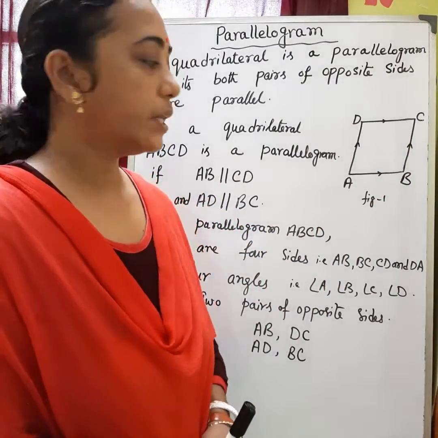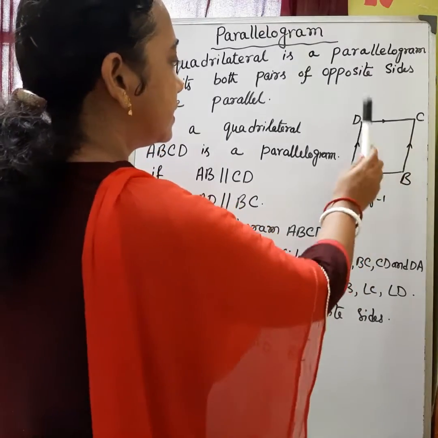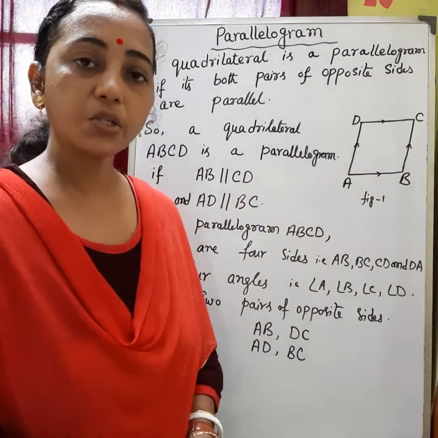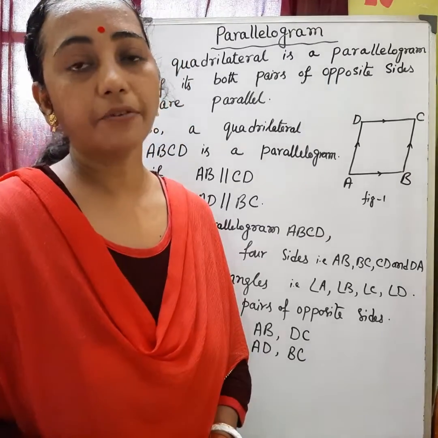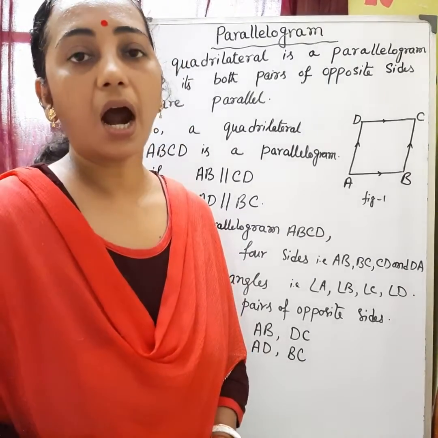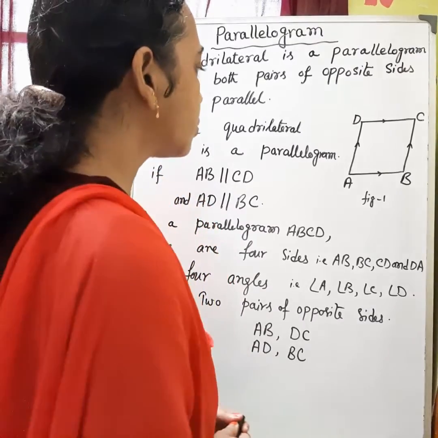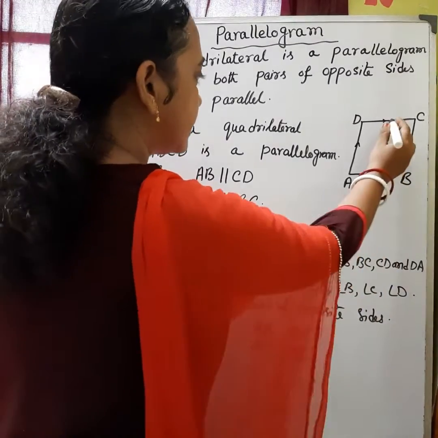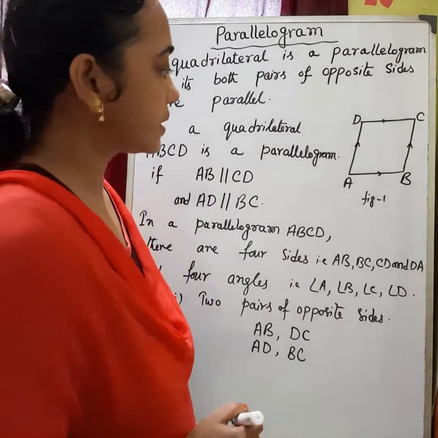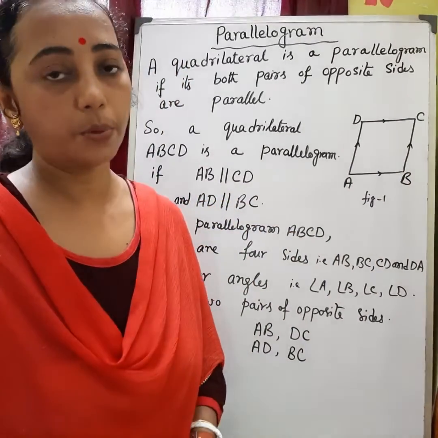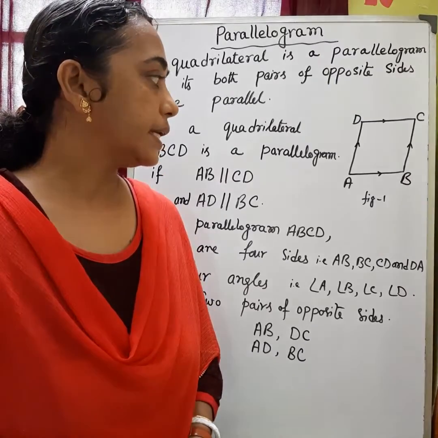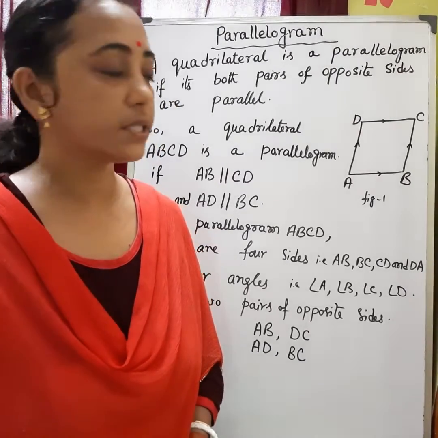So, parallelogram ABCD has two pairs of opposite sides. We know the two sides which have no common endpoint are called opposite sides. So, in this figure, AB and CD is one pair of opposite sides and AD and BC is another pair of opposite sides. So it has two pairs of opposite sides.